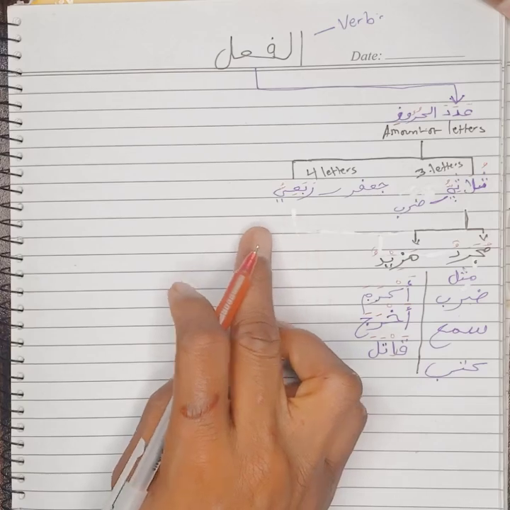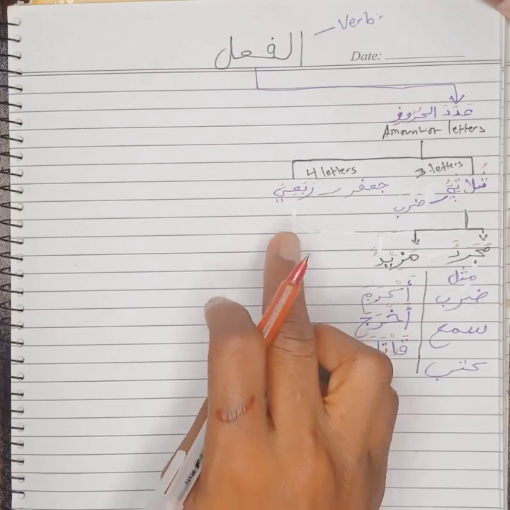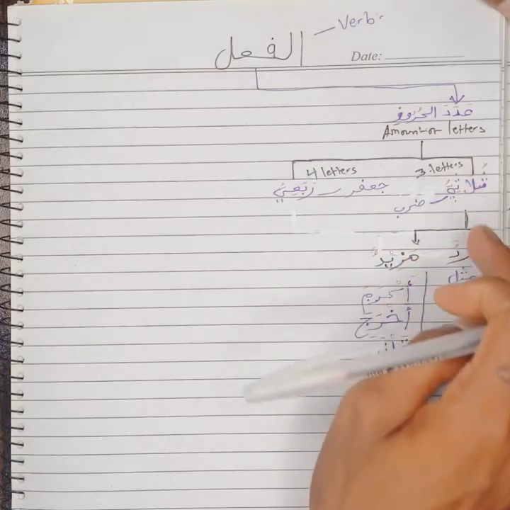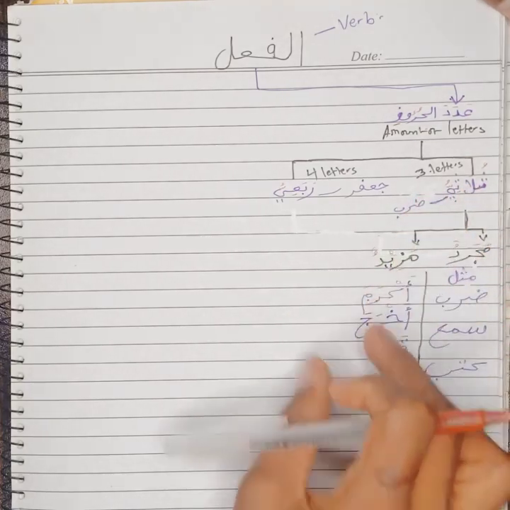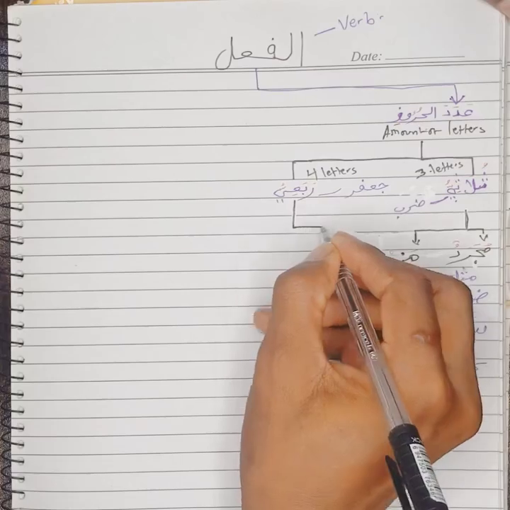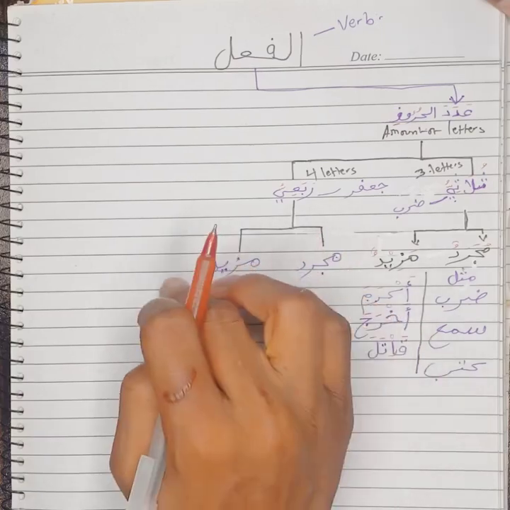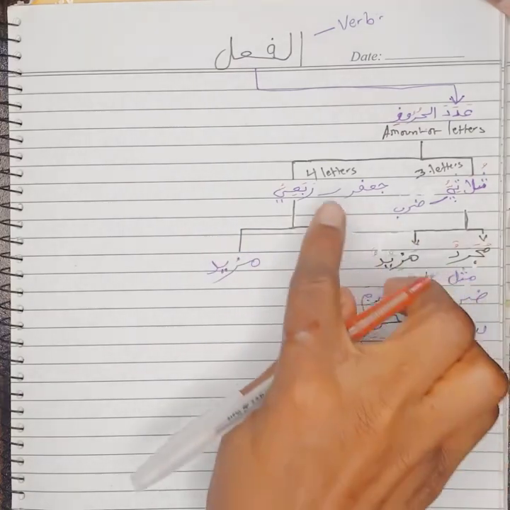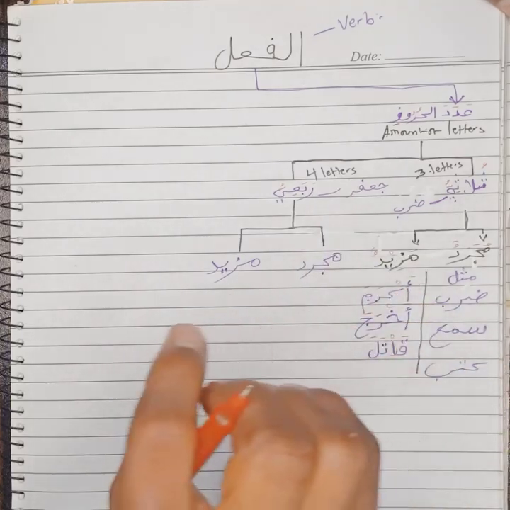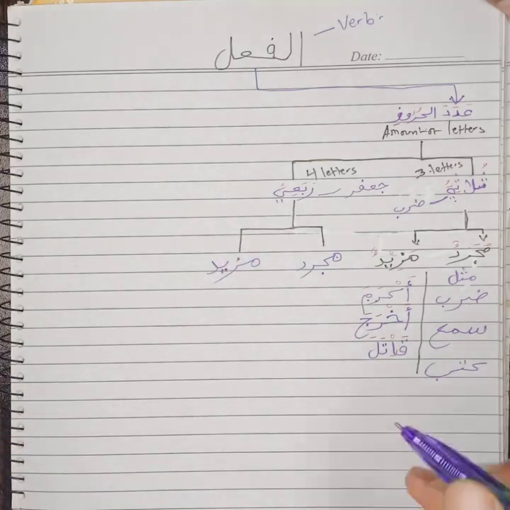Then we look at Ruba'i. It's also divided into Mujarrad wa Mazid, just like Thulathi Mujarrad and Thulathi Mazid. Ruba'i has four letters, as I already wrote here. For Mujarrad, exactly four letters, no additional letters. For Mazid, they have four letters plus additional letters which are not original letters.